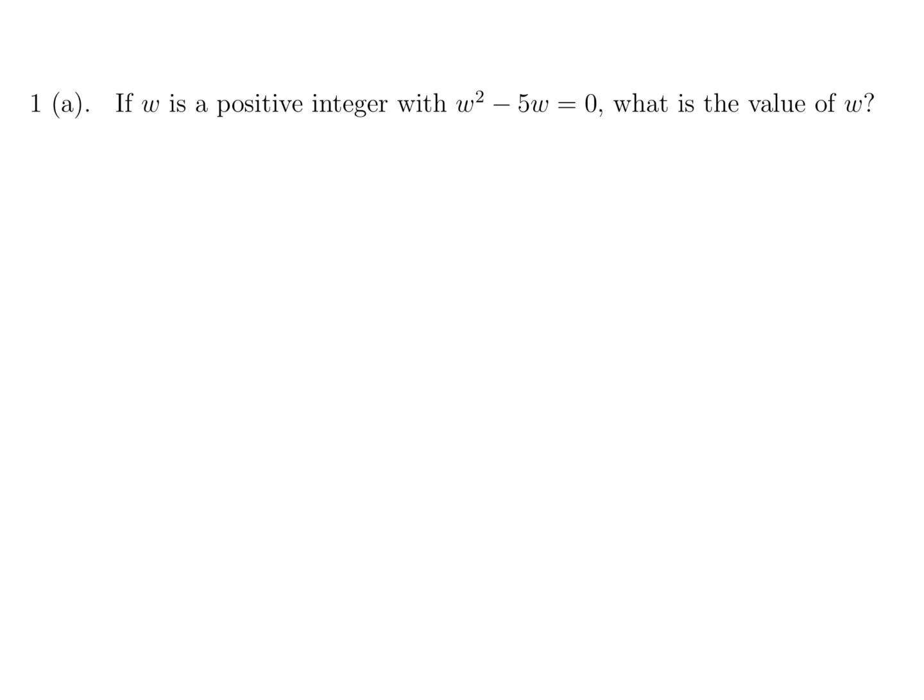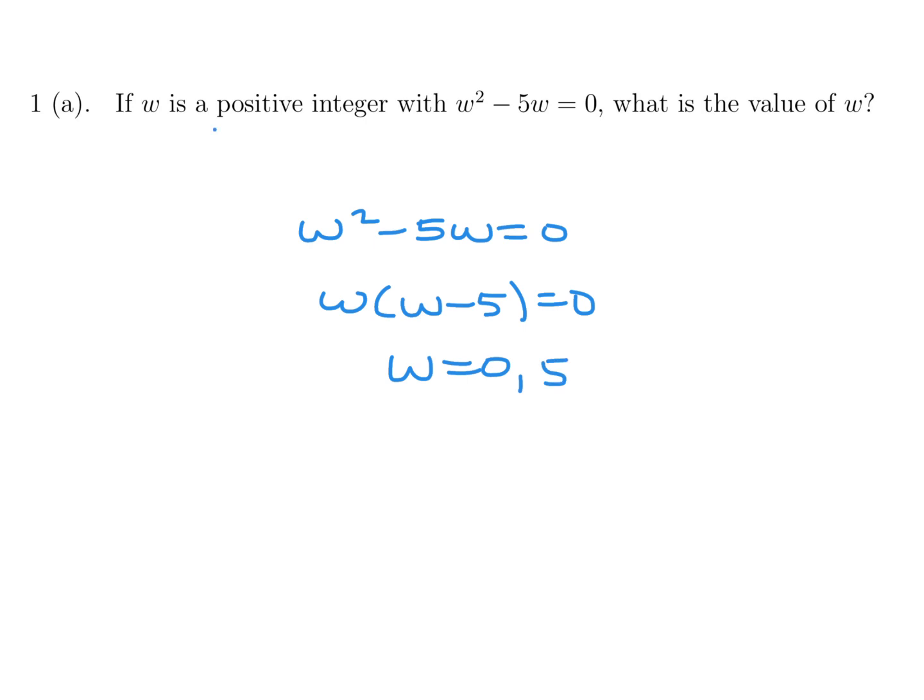If w is a positive integer with w squared minus 5w equals 0, what is the value of w? w squared minus 5w is 0. Factor out the w, and we get w times (w minus 5). So that means either w is 0 or 5. Now they're saying it's a positive integer, and between those two, the only one that's positive is 5, so w is equal to 5.